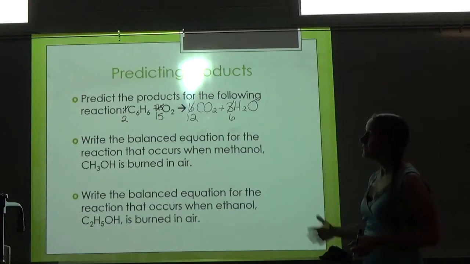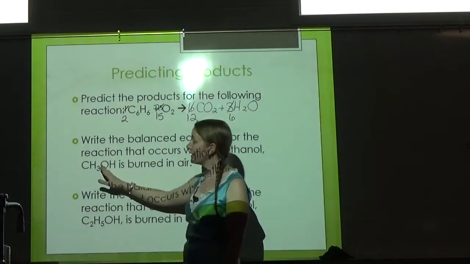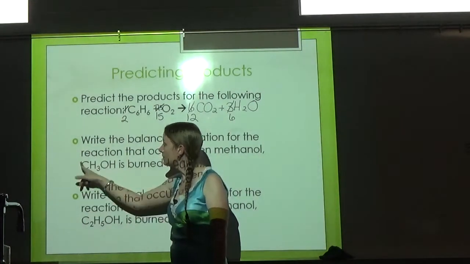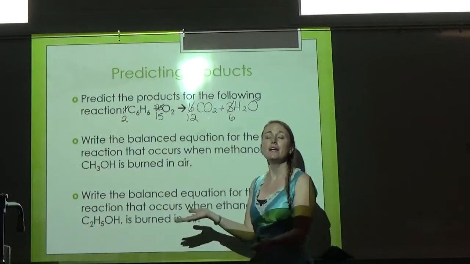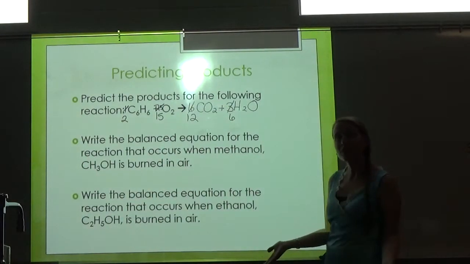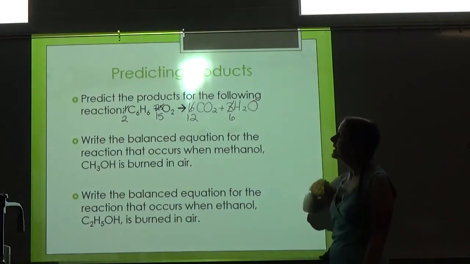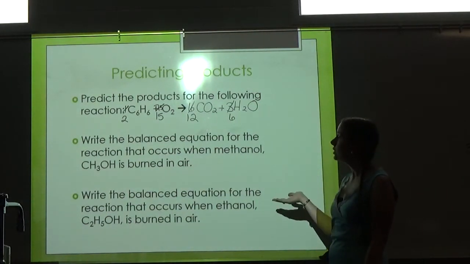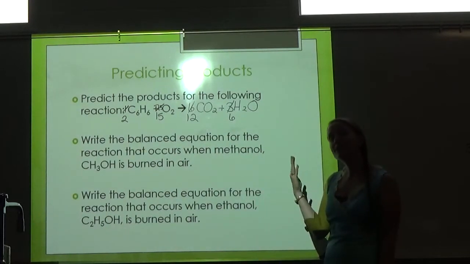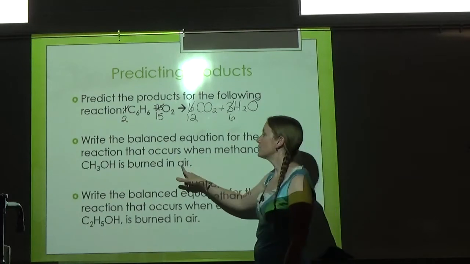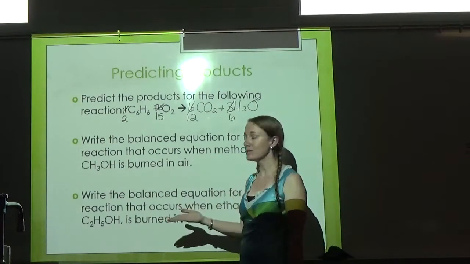All right, but like I said, sometimes it's not just a hydrocarbon. The initial substance can have oxygen in it too. It works the same way. It's still going to make carbon dioxide and water. It just makes it a little trickier to balance. So it says write the balanced equation for a reaction that occurs when methanol, which is CH3OH, is burned in air. Once it says it's burned in air, that means it's going to react with the oxygen. So that's how I know it's combustion.